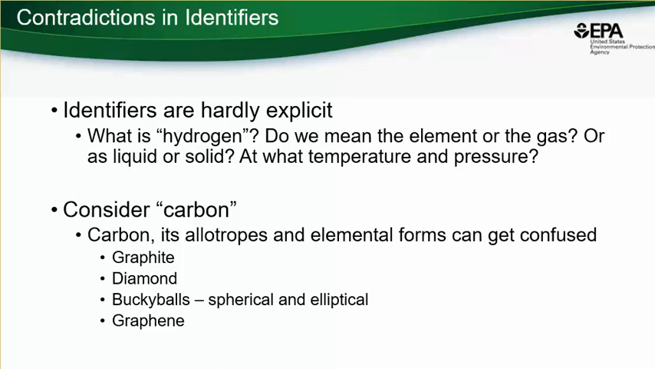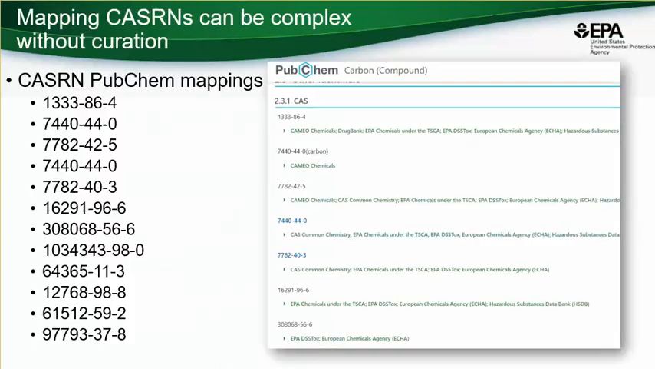Think about that in a little more detail when you consider carbon. So carbon is available in very many forms. Its allotropic forms, graphite, diamond. We have buckyballs, graphene. These are all carbon for sure. And how complex can this get when each has its own CAS number, its own name, its own description?